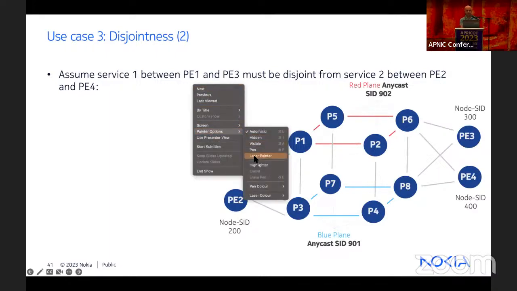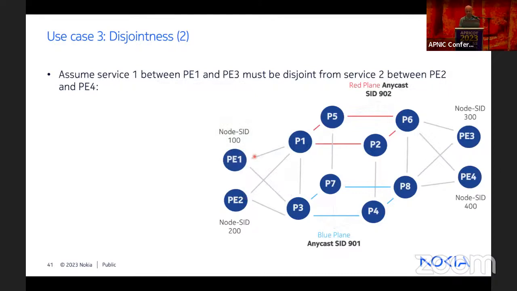Let me get my pointer. Okay. So we've got two planes here. You've got this red plane, which is comprised of routers P1, P2, P5, P6, and they're connected through these red links. And then you've got a blue plane with P3, P7, P4, and P8. Now we've designated the red plane, or we've configured it, with an anycast SID of 902. So these nodes, P1 and P5, will be configured identically with SID 902. The same for the blue plane, which is configured with a SID of 901.